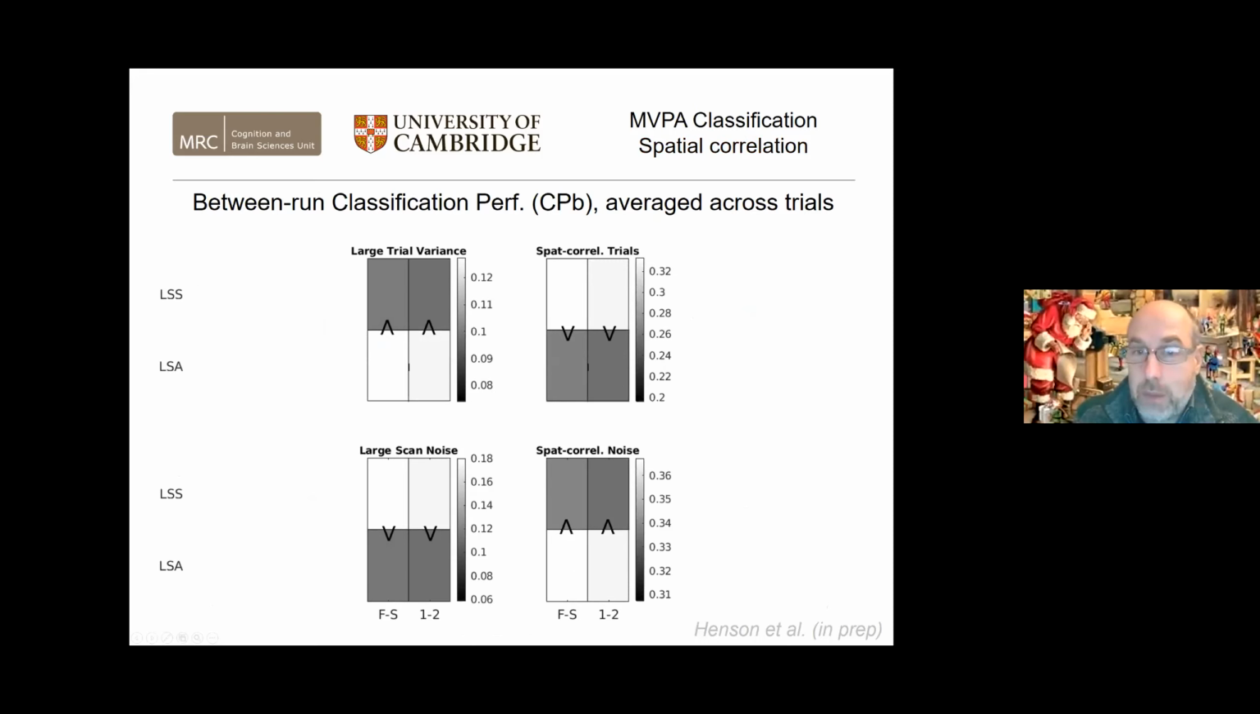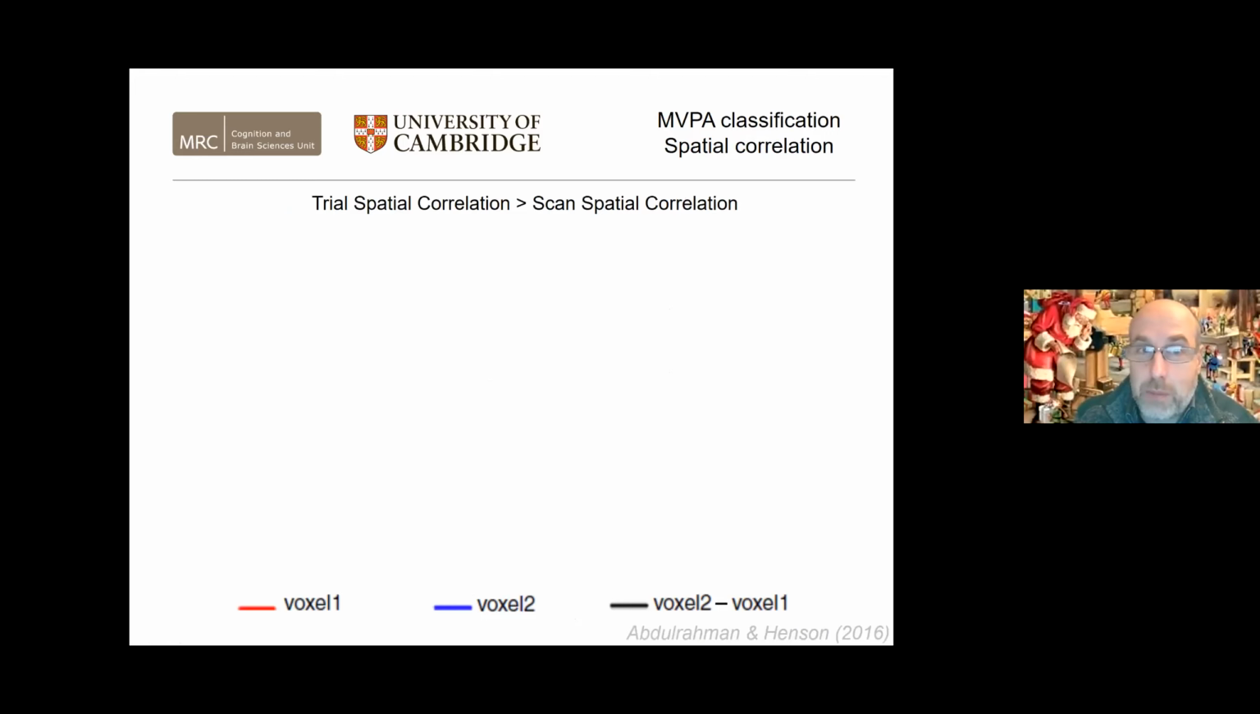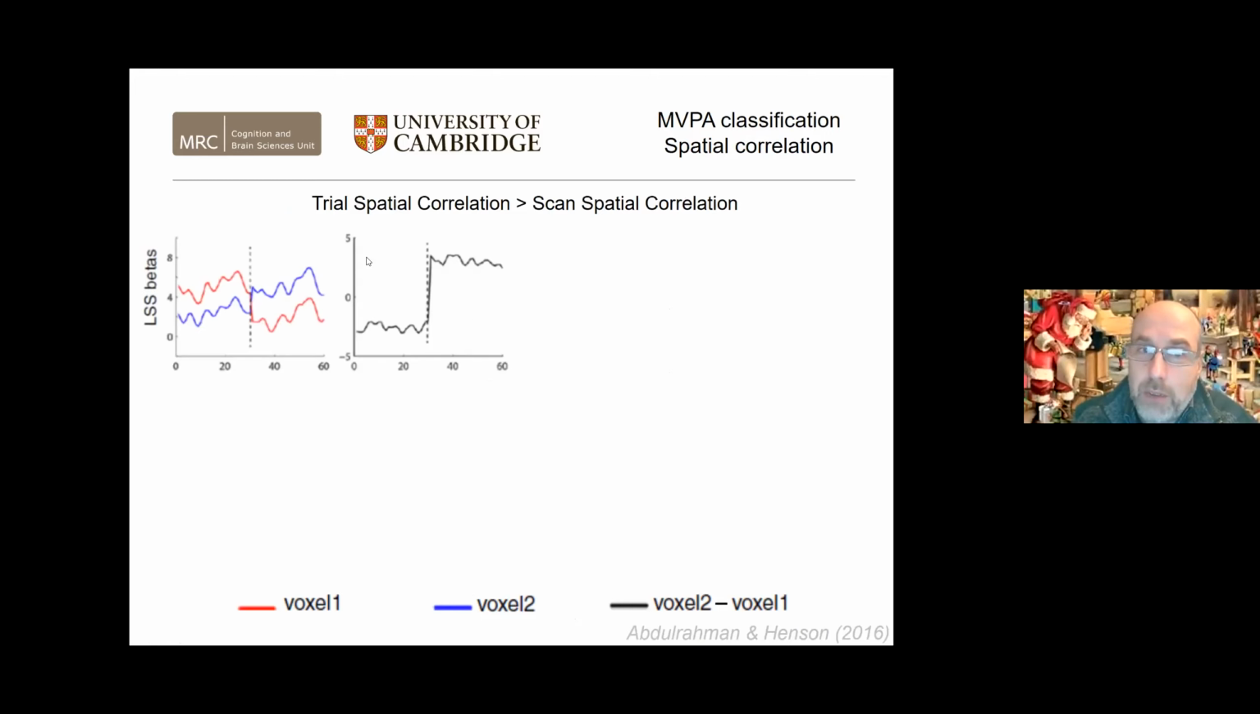Well, why is this? Again, we simulated this in our original paper. If you're interested in pattern classification, what's important is the difference between voxels, because the pattern is essentially a difference across voxels. So the red and blue here are two different voxels. The first 25 trials are condition 1, and the second 30 trials are condition 2. If we take the difference between voxels, that's the black line here, classification performance is basically measured by how big the difference is between conditions in this mean relative to the variability of the pattern difference, or the voxel difference.